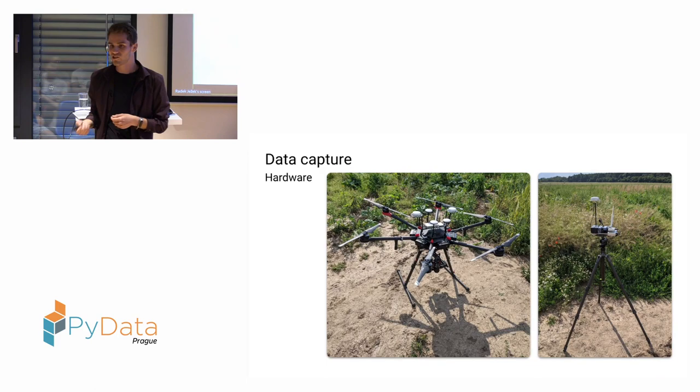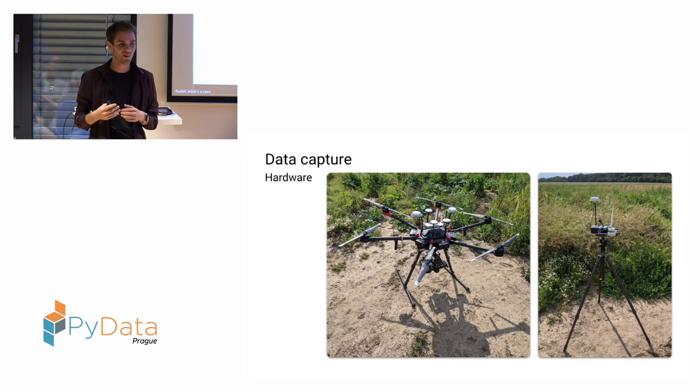So about the drone. This is the drone that we applied for. This is the DJI Matrice 600. It's a professional drone. It has no safety mechanisms. So if your battery dies, it just falls down, and there's no obstacle avoidance whatsoever. So you are expected to know what you are doing.